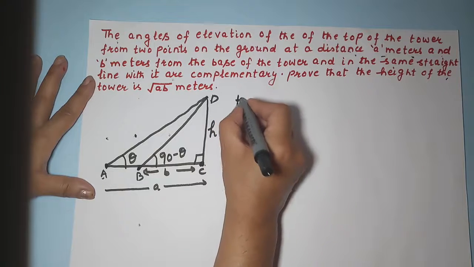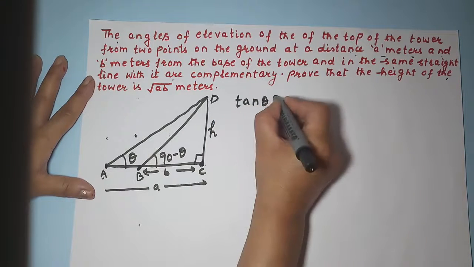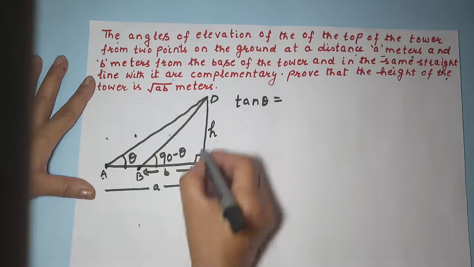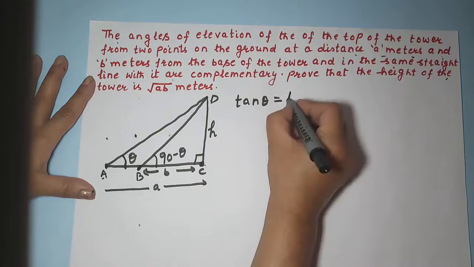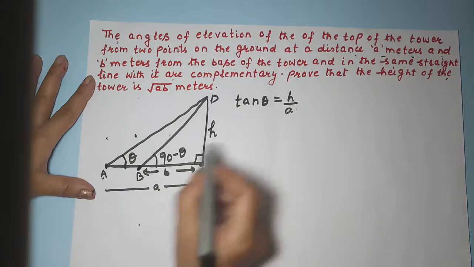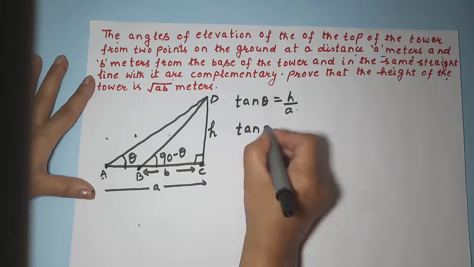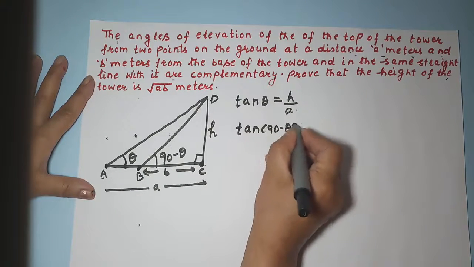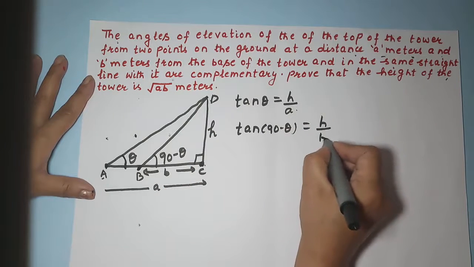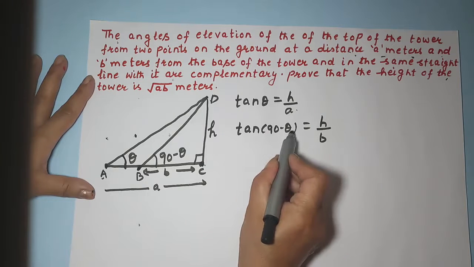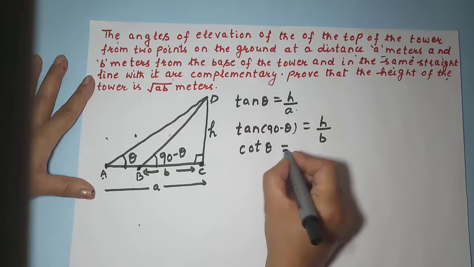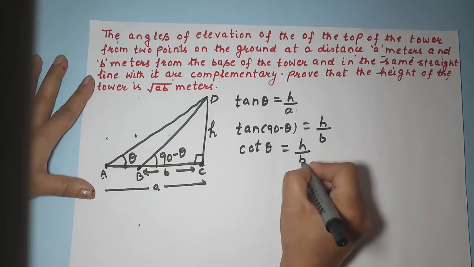Now, let's start with tan theta. What is my tan theta? That means I have to take into consideration this triangle. H upon a. H upon a, right? Then, what is my tan 90 minus theta? It is h upon b, right? Now we know that tan 90 minus theta is cot theta. We have done the complementary angles. This is equal to h upon b, right?